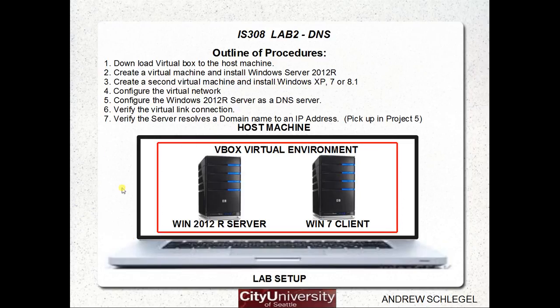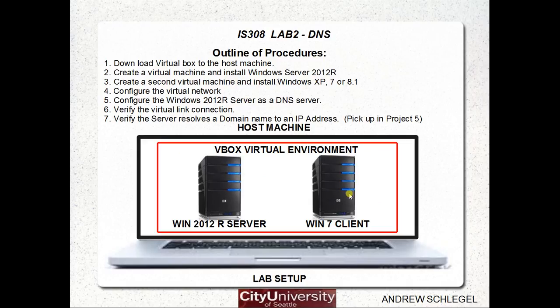Okay, so let's take a look at this. The first thing you're going to do, so this host machine is your PC, right? This is a lab setup. And the first thing you're going to do is download VirtualBox. And let's just envision VirtualBox as this red box inside your PC. All right, so then you create a server inside this VirtualBox. And then you create a second virtual machine, which is your Windows client.